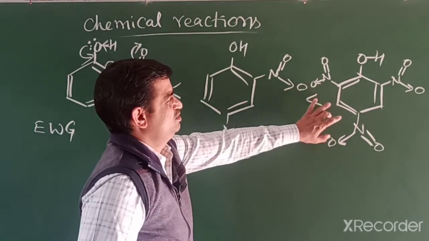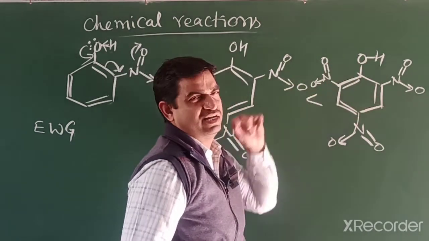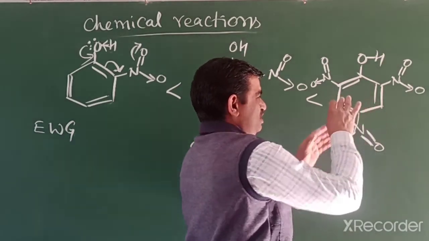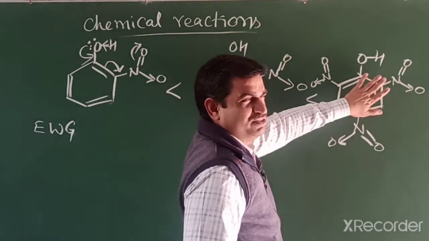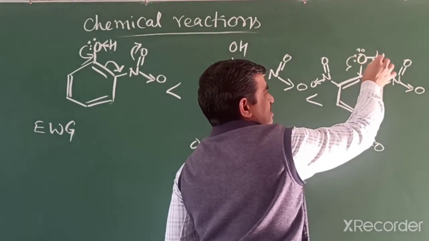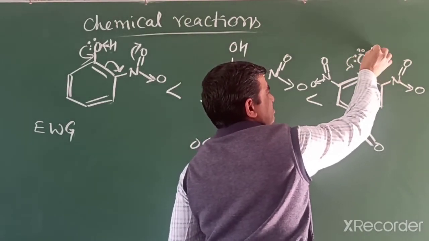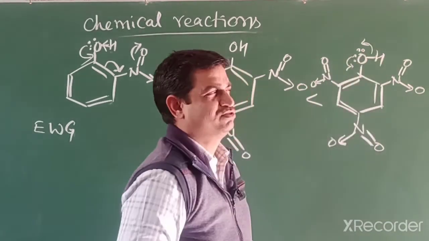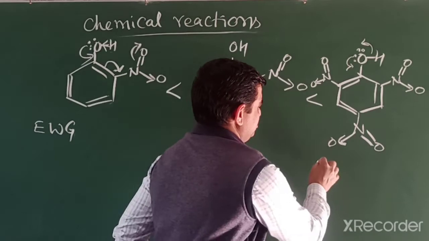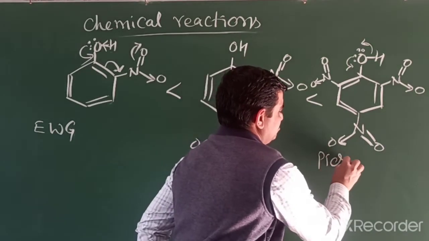What happens in 2,4,6-trinitrophenol? Three electron withdrawing groups are attached, so this benzene ring is electron deficient. The lone pair easily comes into the ring, and this oxygen hydrogen bond easily dissociates. So this is more acidic, and the common name of this compound is picric acid.